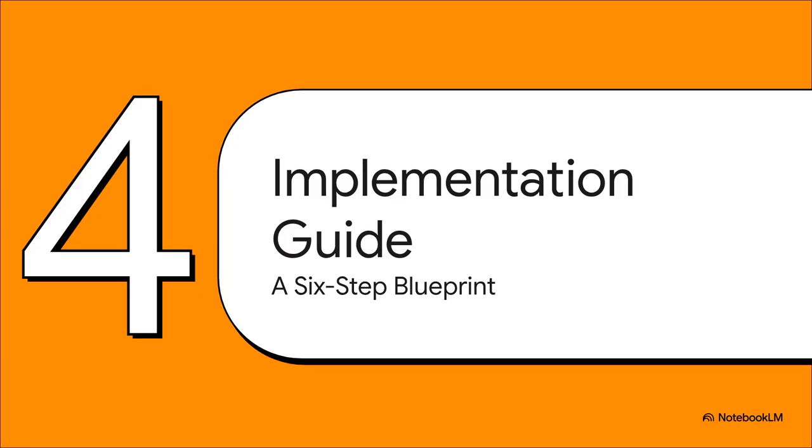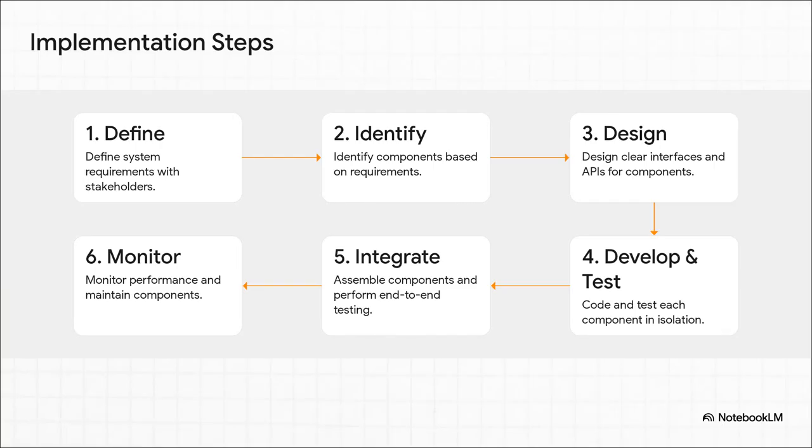Okay, that's enough theory. Let's get practical. If you actually wanted to build a system using this approach, how would you do it? Here's a high-level 6-step blueprint that's pretty standard. The process here is really methodical. You start with the big picture. What are we trying to build? Then you slice it up into logical components, a user service, a product catalog, a payment processor.